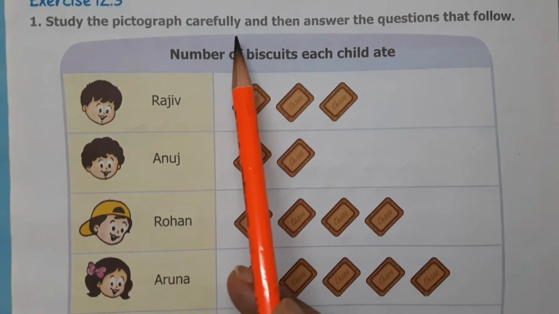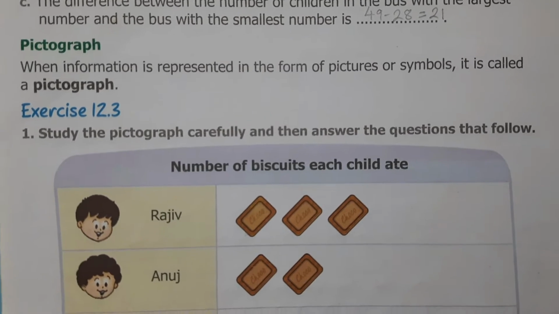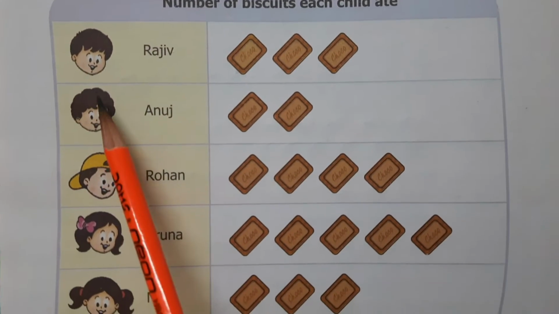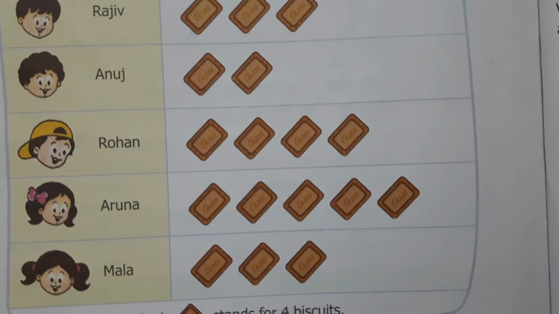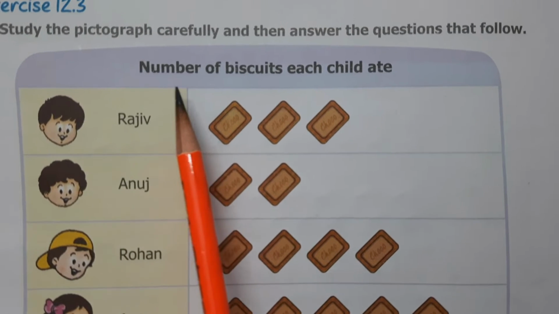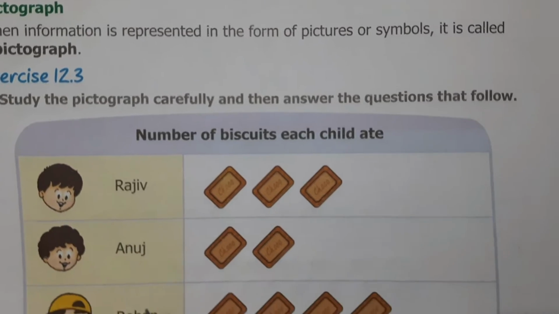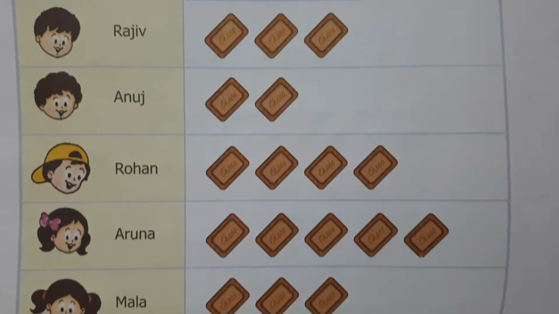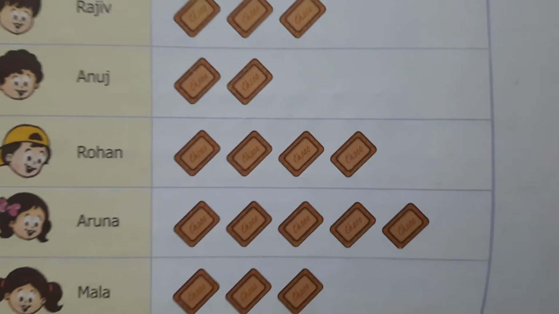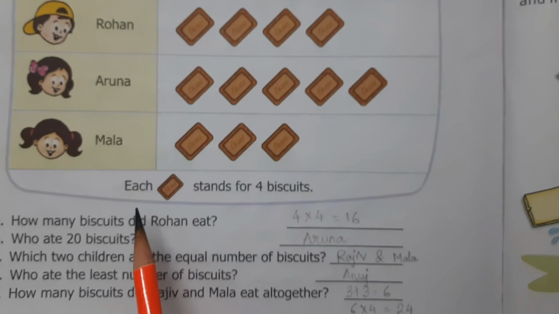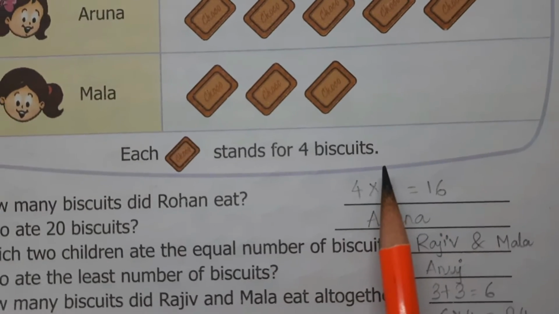Study the pictograph carefully and then answer the questions that follow. Here you can see one table. Various facial pictures are there along with the symbol of biscuit. So here is the number of biscuits each child ate. Here there are various names of children, and here you can see the symbol of biscuit. At last you can see that each symbol of biscuit stands for 4 biscuits in total.